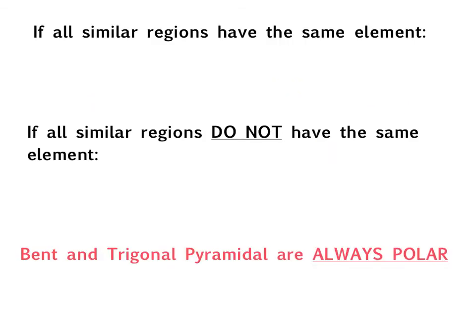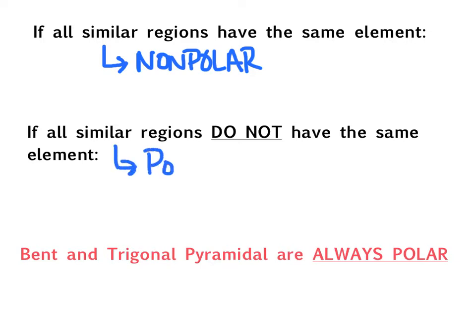So here's what the similar regions tell you. If all the similar regions have the same element in them, if the ends on the linear, or the corners of the triangle on the trigonal planar, or the corners of the tetrahedron on the tetrahedral, if they all have the same element in them on those similar regions, then this is nonpolar. It would be a nonpolar molecule. But if they don't have the same element on them, if they have a mixture of elements, and they're not all the same in each of those similar regions, then it is going to be polar.